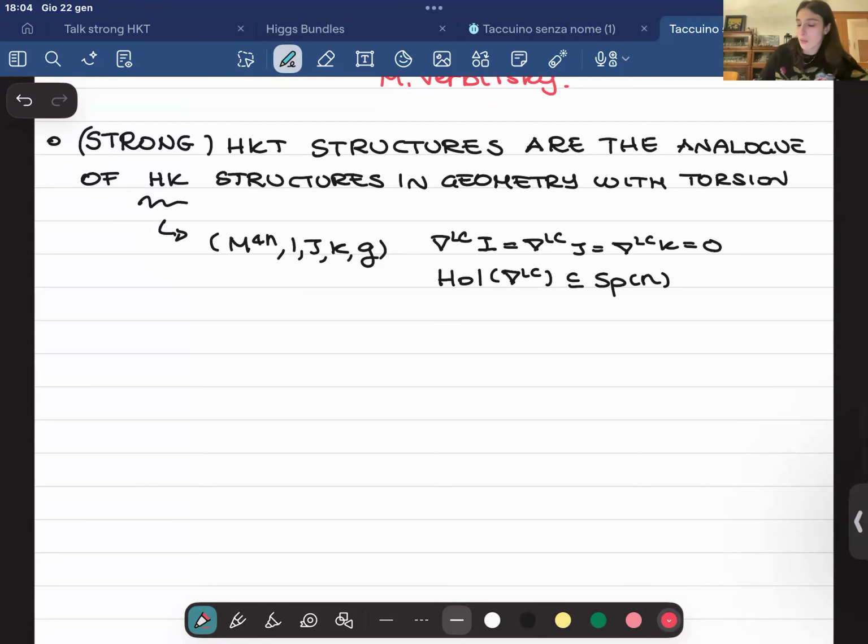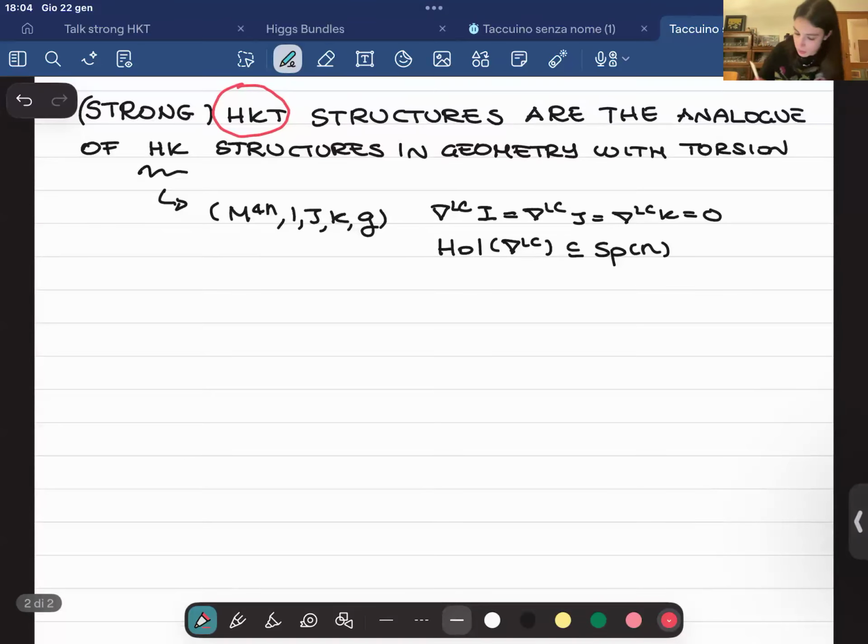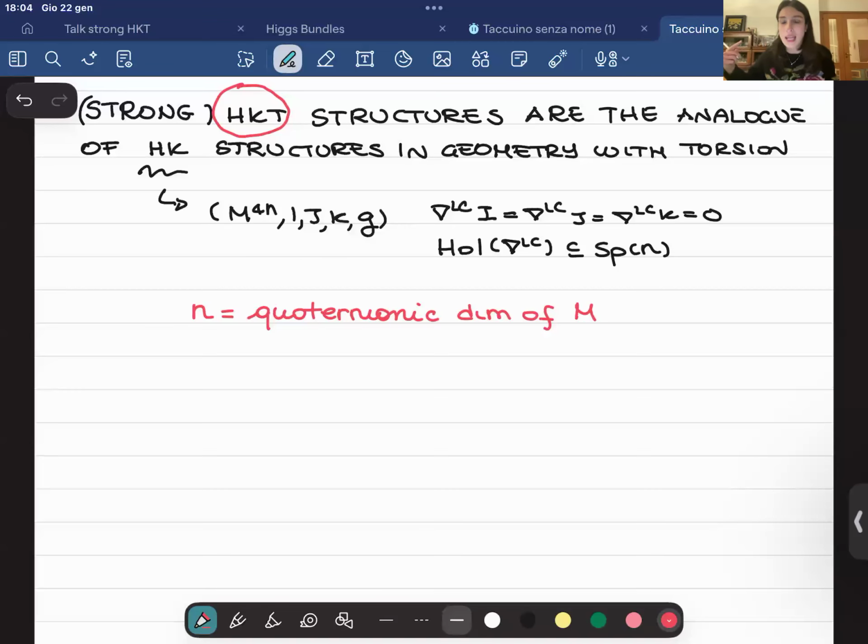And so in particular, we're going to see that HKT structures will be hyperhermitian structures for which there exists a connection with torsion with the holonomy inside Sp(n). So in this sense, these are analogs of hyperkähler structures in the context of geometry with torsion. And once and for all, n will always be the quaternionic dimension of the manifold, so the real dimension will be 4n, and the complex one will be 2n.